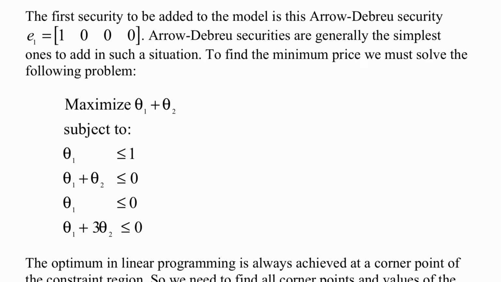Generally, that's what you do when you want to add securities to complete the market. You use Arrow-Debreu securities because they are the simplest ones. So to find the minimum price, we must solve the following problem. Maximize theta 1 plus theta 2 subject to theta 1 less than or equal to 1, theta 1 plus theta 2 less than or equal to 0, theta 1 less than or equal to 0, and theta 1 plus 3 theta 2 less than or equal to 0.